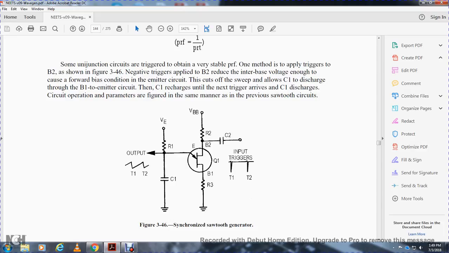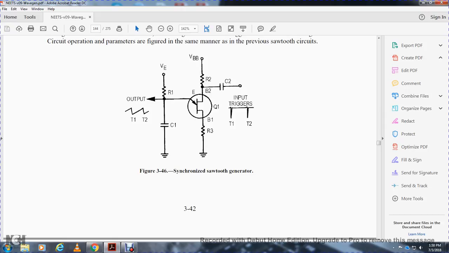One method is applying the trigger at B2, shown in figure 346. The trigger applied at B2 reduces the internal base voltage enough to overcome the forward bias of the emitter circuit, which ends the sweep, and capacitor 1 discharges through B1 to the emitter circuit. The circuit operation parameters are figured in the same manner as the previous sawtooth circuits.